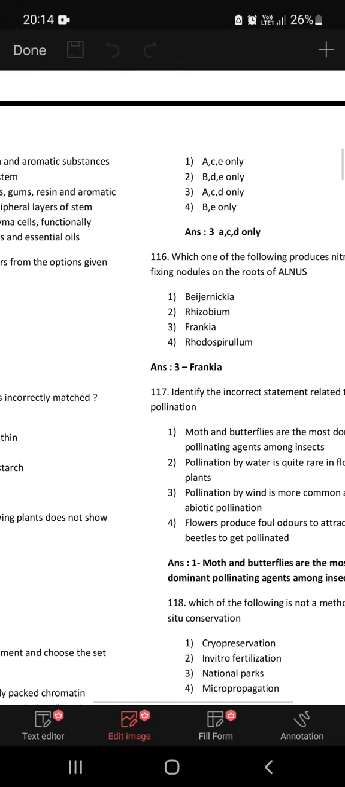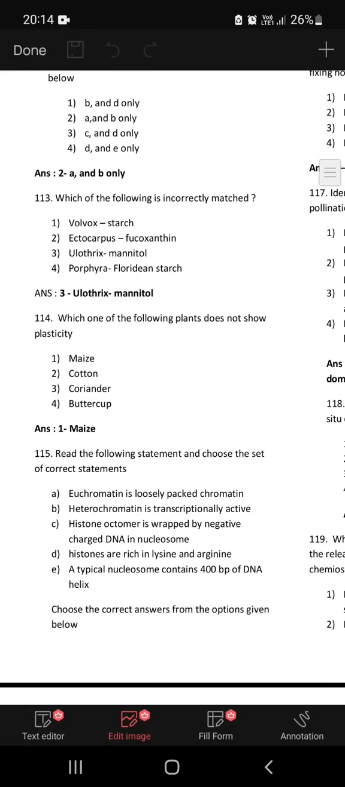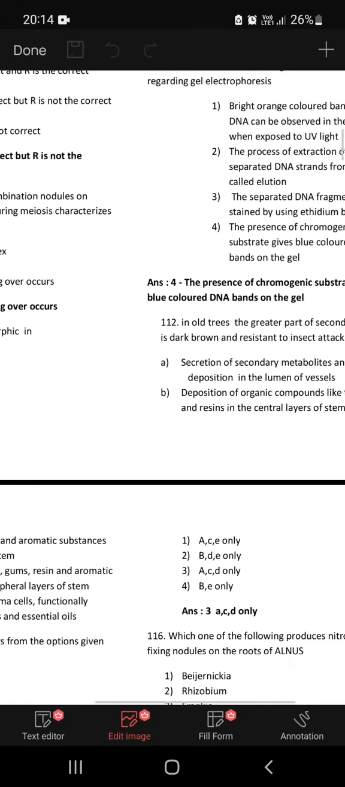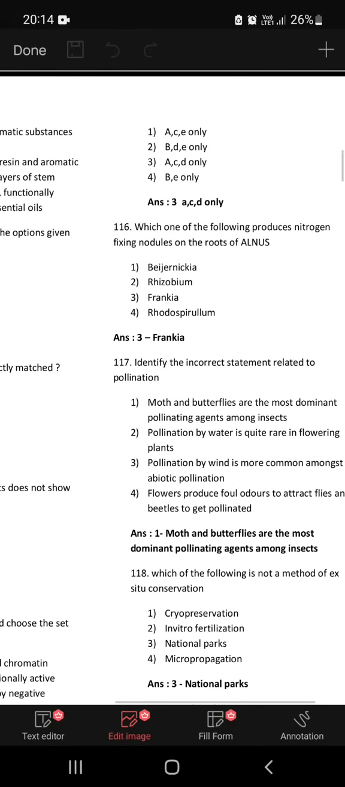So the answer is A, C and D only. The correct statements are: euchromatin is loosely packed chromatin, histone octamer is wrapped by negatively charged DNA nucleosome, and histones are rich in lysine and arginine. So A, C, D only is the correct option. The third one is the correct option.